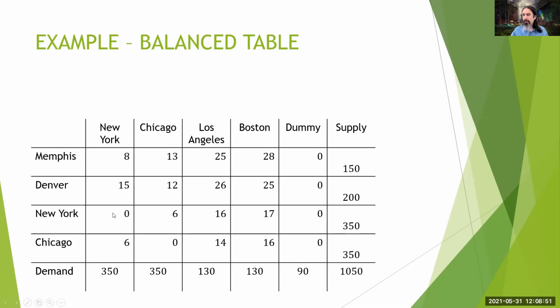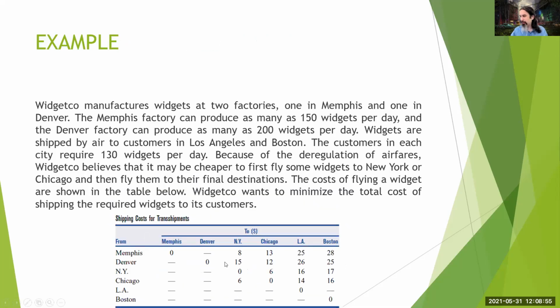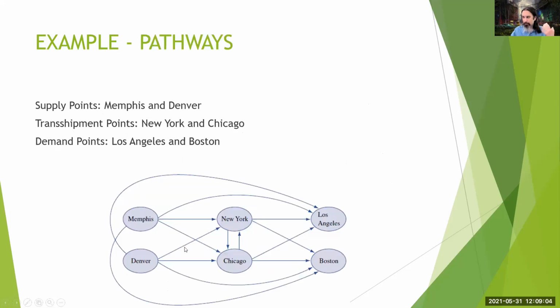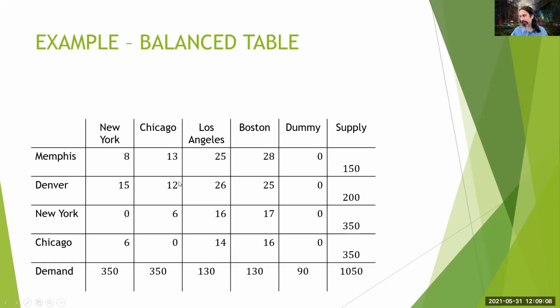This is a supply point, but for New York and Chicago, these are values of 0. New York and Chicago are the important zeros over here, because they are the transshipment points. But still, if Memphis or Denver were transshipment points as well, if they could be demand points, if they had arrows coming into them as well, they would have values of 0 in there as well. Still, this is our table.